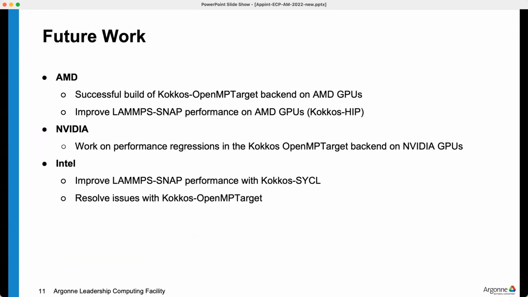This is just our plan on what we are actually considering to work on in the future. On AMD GPUs, we want to build successfully the OpenMP target backend and try to work on improving the performance of the SNAP potential on AMD GPUs with the Kokkos HIP, that is a native backend of AMD GPUs. On NVIDIA GPUs, we want to work on fixing the performance regressions that we see in the OpenMP target backend of Kokkos. And on the Intel GPUs, we want to resolve the issues with the OpenMP target backend and improve the LAMMPS SNAP performance with the Kokkos SYCL.